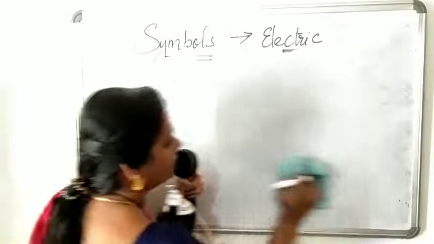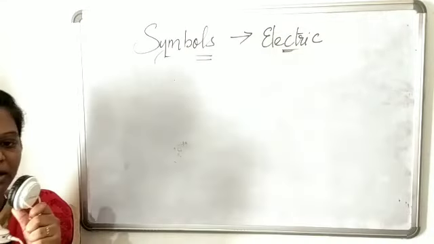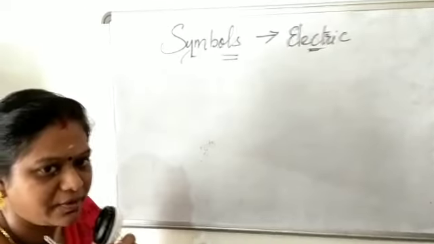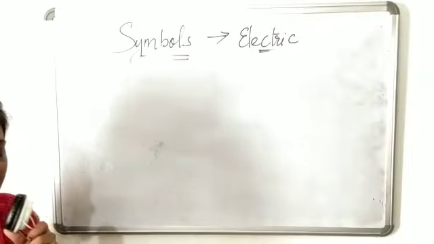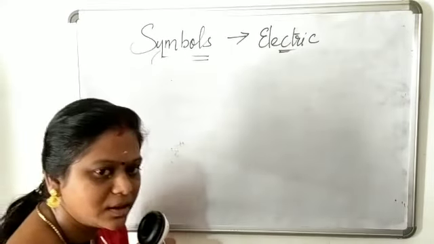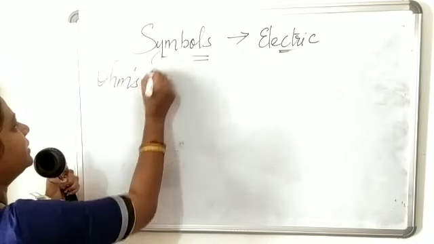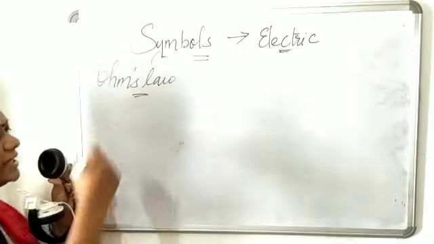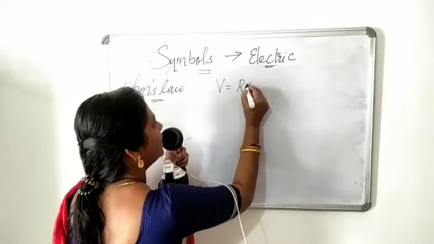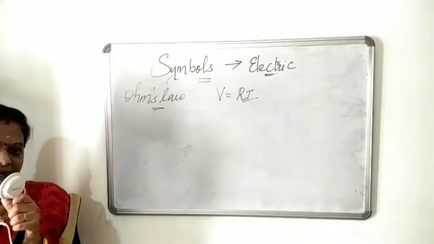Now come back to Ohm's law. You know very well how to derive Ohm's law. So now, what is meant by Ohm's law? We already know from the derivation that V is equal to R into I.